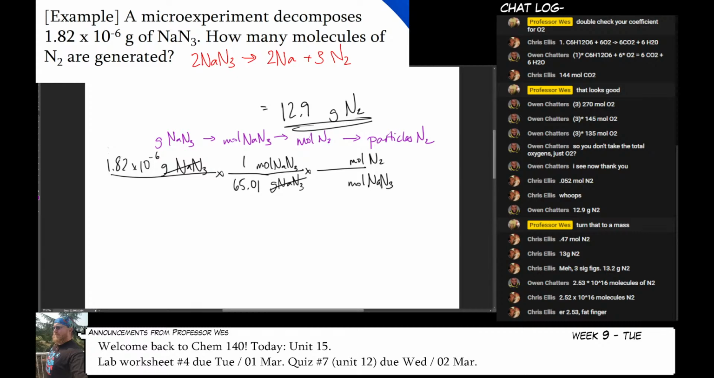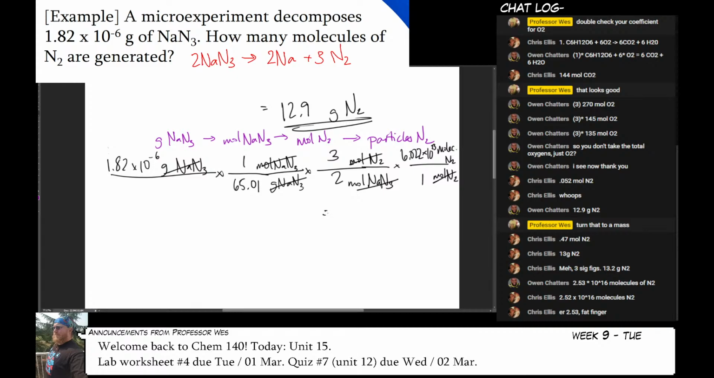And then just like before, we'll turn moles of NaN3 into moles of N2. And according to the balanced chemical equation, which should be up there in red at the top of the screen here, for every 2 moles of sodium azide I put in, I get 3 moles of nitrogen out. And then we'll turn this into molecules. Well, how many molecules are in a mole of anything? It's your favorite number, Avogadro. There we go.